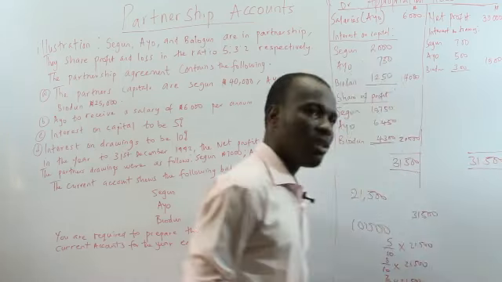So the purpose of the appropriation account, we have done that. We are able to calculate the profit of the partners. That is the share of profit of the partners: Shegun is 10,750, Ayo is 6,450, and Biodun is 4,300. Now it's for us to prepare the current account of the partners, since the partners are maintaining a fixed capital. That is why we are having the current account.